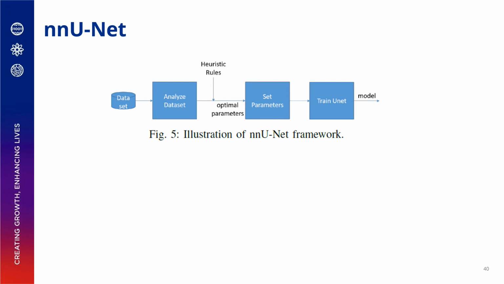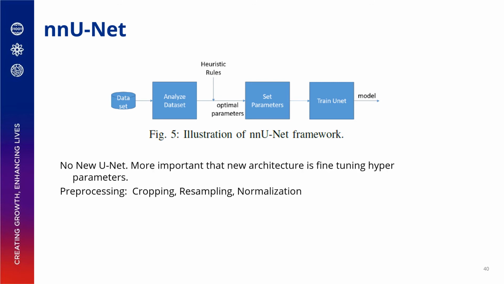And they realized that most of the improvement that they got was from things outside the architecture. How do you find your training data? How do you set your hyperparameters, right? What kind of ensemble network you use? Do you want to do your training and inference in 3D and 2D? So these are some of the things that the nnU-Net paper did. They found that more important than the new architecture was fine-tuning these hyperparameters.